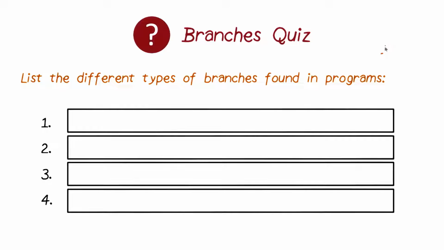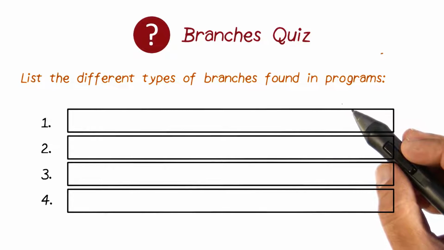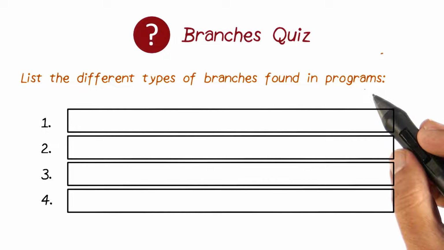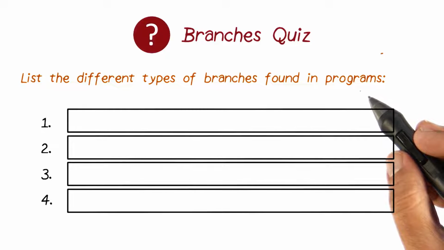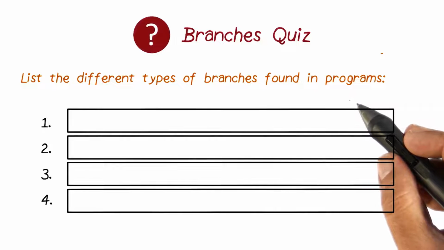As you know, branches are very frequent in many programs. In fact, it is said that every 10th instruction is a branch, typically. So we are going to test our knowledge of branches through a simple quiz. What I'm asking you to do here is to list the different types of branches found in programs. There are 4 of those. Please go ahead and write your answers now.